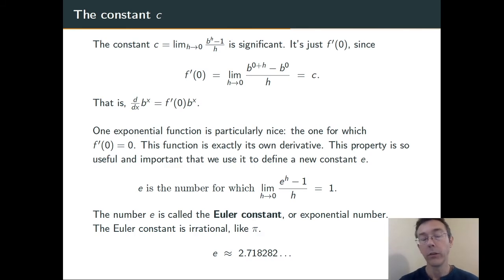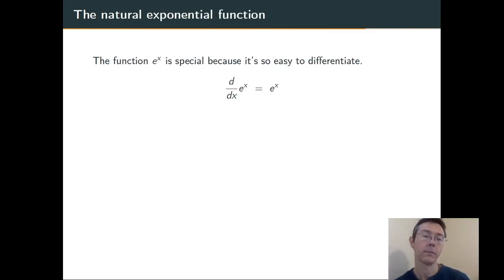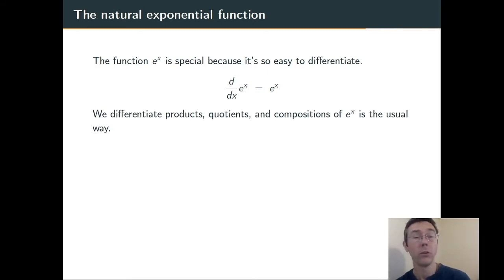It's the one for which the limit as h goes to 0, e to the h minus 1 over h is equal to 1. The Euler constant is one of the fundamental constants of the universe. It comes up in myriad applications. It's irrational, like pi, and it's about equal to 2.72. The function y equals e to the x is the easiest thing in the world to differentiate. The derivative of e to the x is just e to the x. We can do products, quotients, and compositions in the usual way.